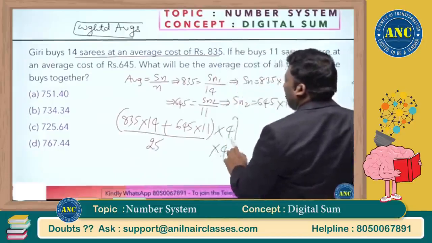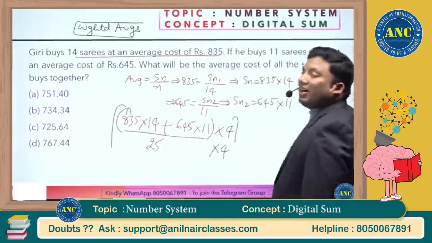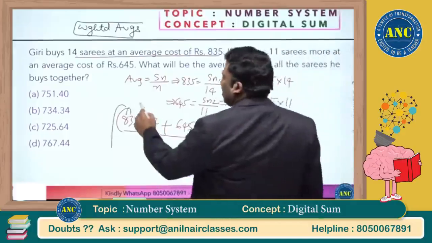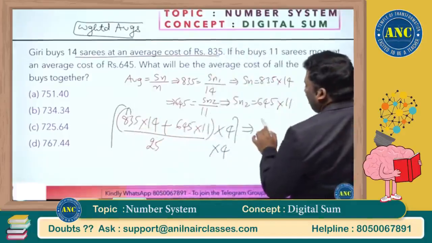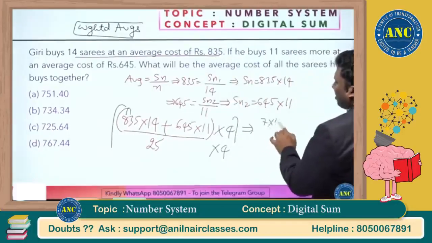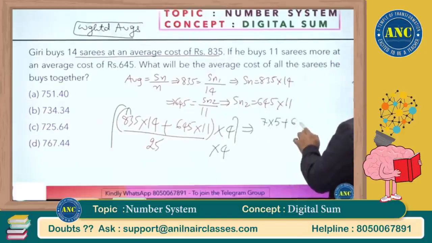Multiplied by 4, numerator and denominator. 8 plus 3, 11. 11 plus 5, 16. 16, it is 7. So, the only thing is, make every value into its digital sum. 7 into 14, digital sum is 5. 645: 6 plus 4, 10. 10 plus 5, 15. 15, it is 6. Into 11, digital sum is 2.